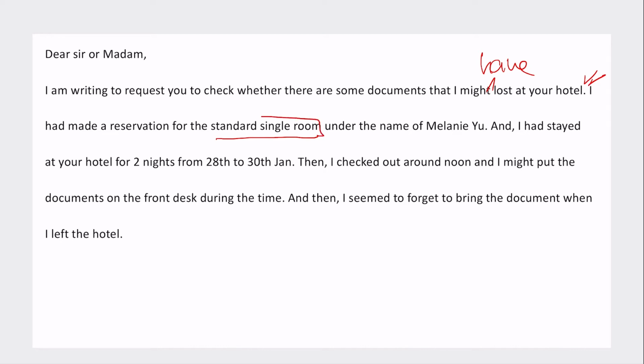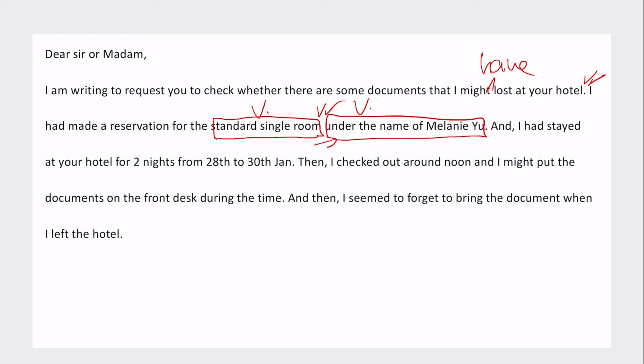So here we've got good, relevant vocabulary, specific to talking about hotels and bookings: under the name of Melanie Yu. Again, excellent use of vocabulary here. This is a common phrase that people use specifically in a hotel. Oh, the reservation is under Rachel Blacklaws, or the reservation is under Melanie Yu. So that's a very good sentence here.